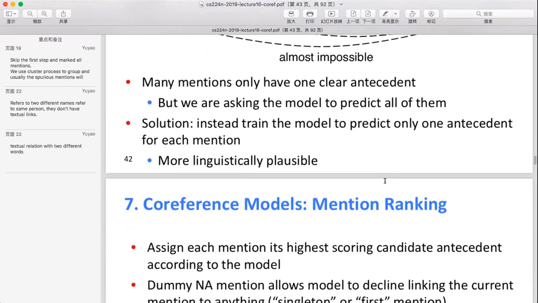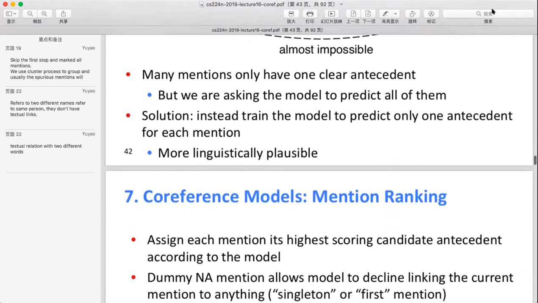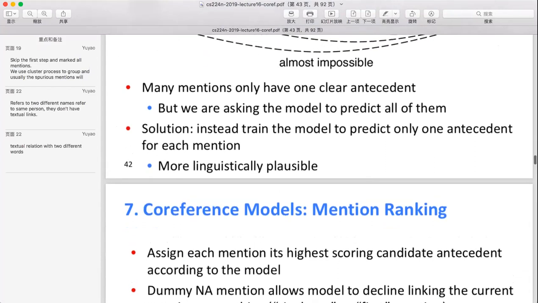I will pass to Daniel on the mention ranking. Before that, I want to check whether anyone has any questions on those topics. You can just unmute yourself and ask. Okay, it seems the voice is not clear. Any questions? Okay, so I'll pass to Daniel on the mention ranking.